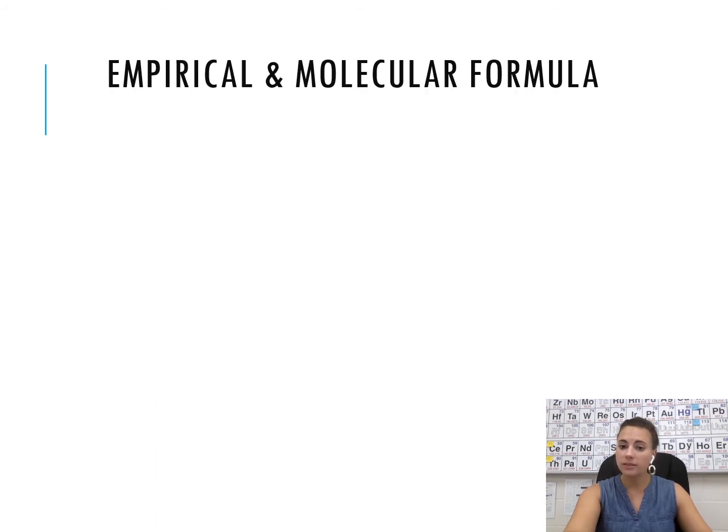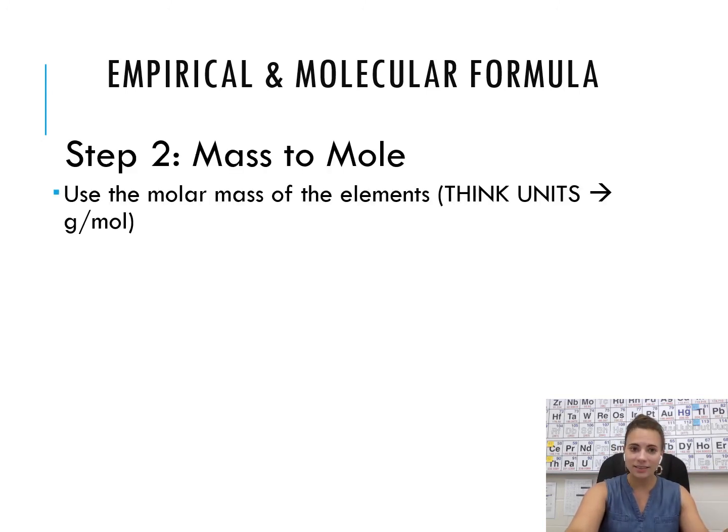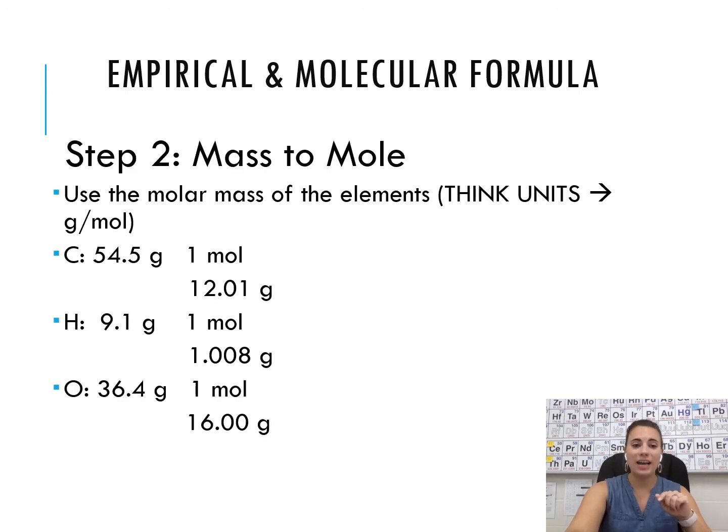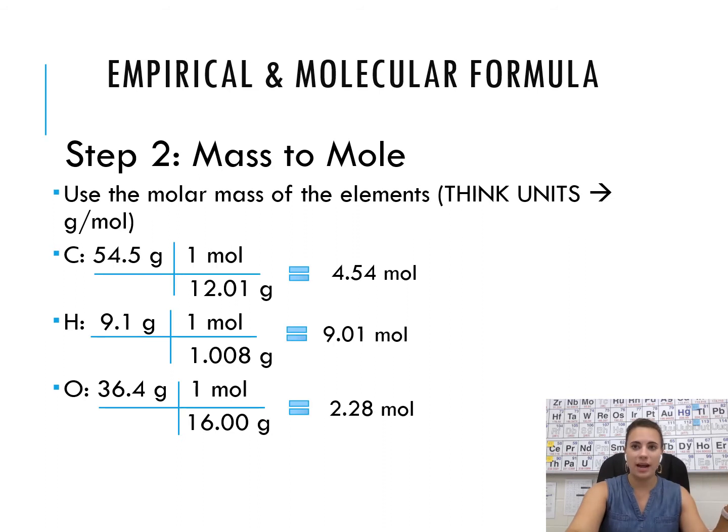Step 2 is mass to mole. How do we go from mass to moles? Molar mass. All right, so I'm going to divide each of those masses that I had from step 1 by their molar mass. I'm going to convert to moles, and I get how many moles of each element are in this compound. Now I've got to find the ratio.